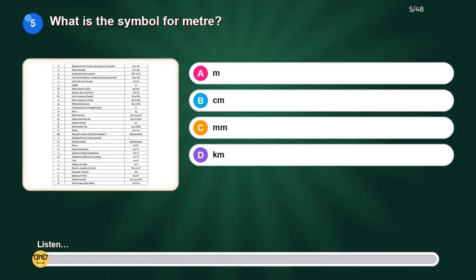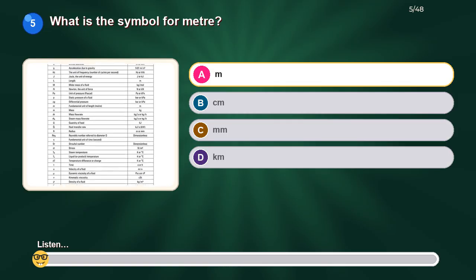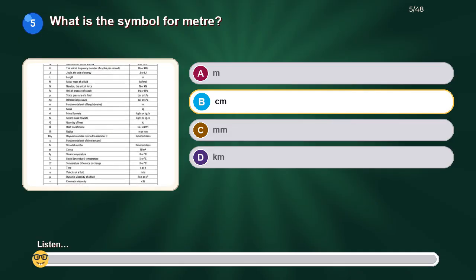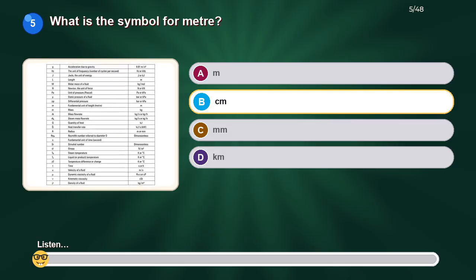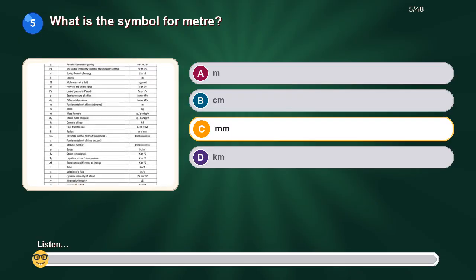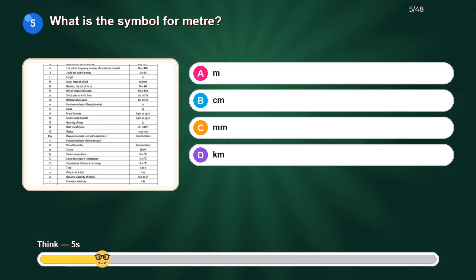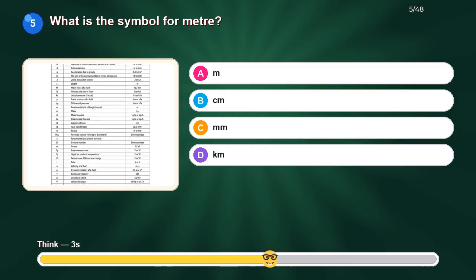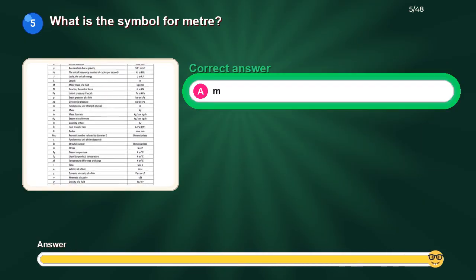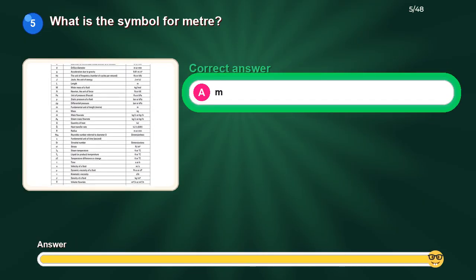What is the symbol for meter? Option A, m. Option B, cm. Option C, mm. Option D, kilometer. The correct answer is m.